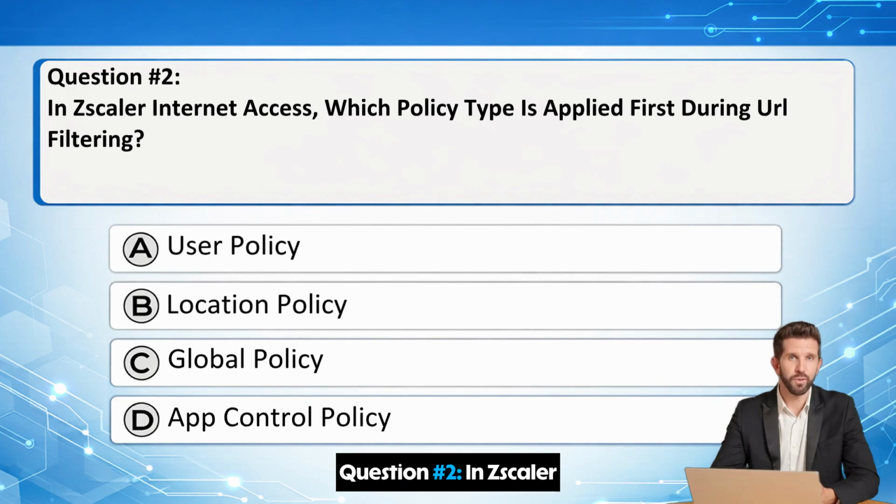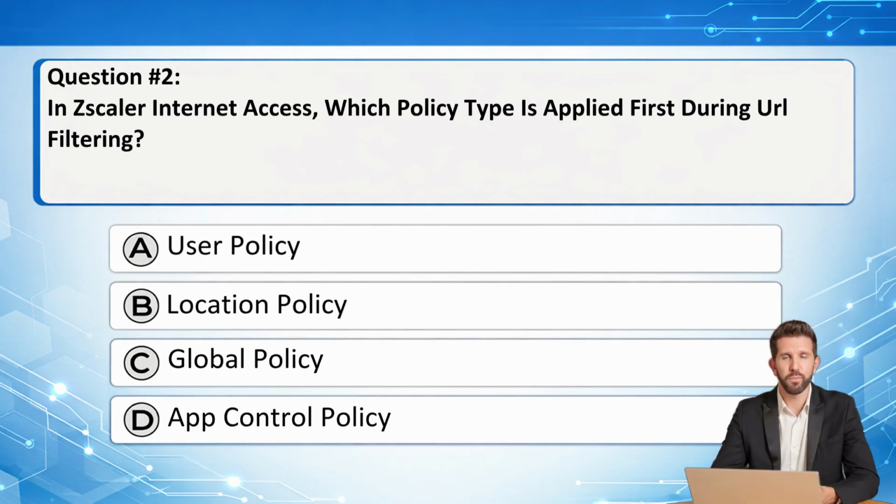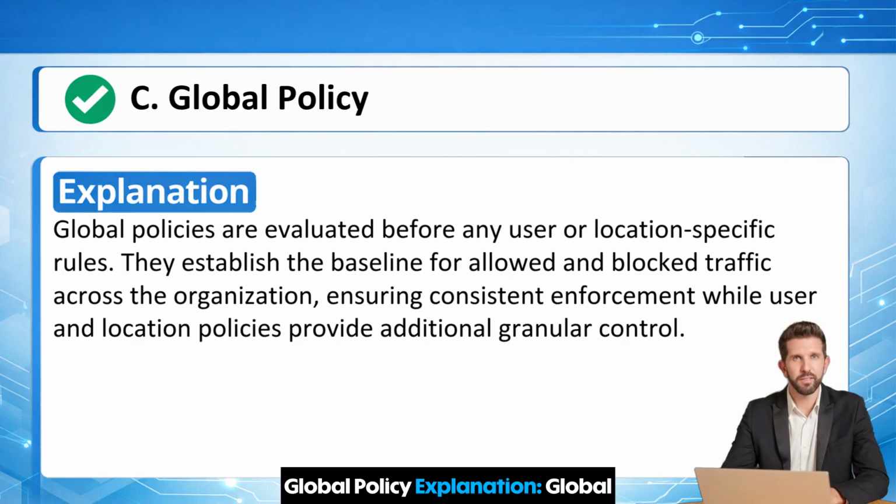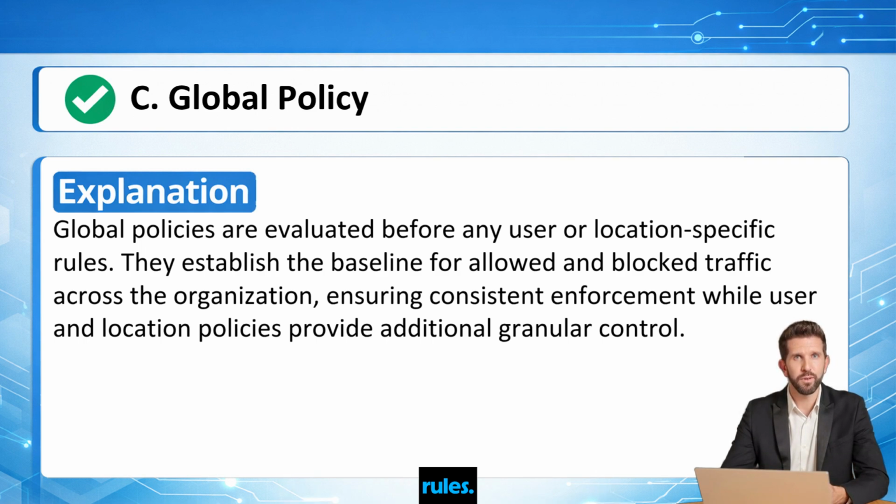Question number 2. In Zscaler Internet Access, which policy type is applied first during URL filtering? A. User policy. B. Location policy. C. Global policy. D. App control policy. Answer: C. Global policy. Explanation: Global policies are evaluated before any user or location-specific rules.